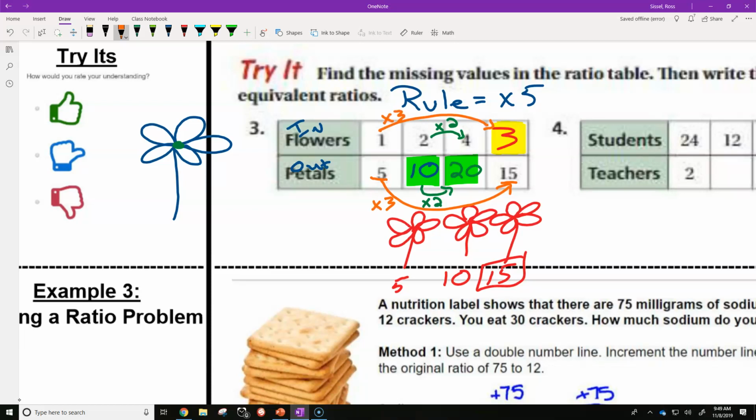Actually, both ways I just said. I said I used the rule: blank times 5 is 15. So 3 times 5 is 15. Ainsley said no, it was 5 times 3 is 15. So 1 times 3 is 15. Alright. I want you to tell me.